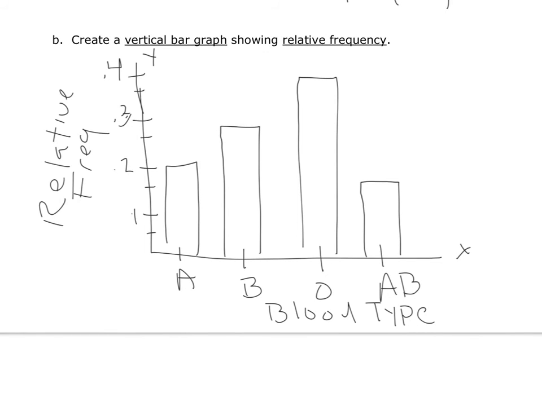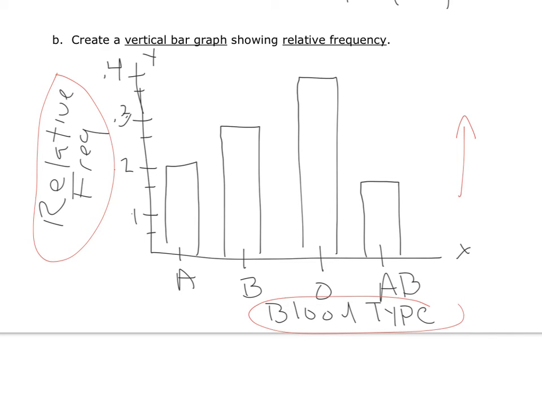This is what your completed graph should look like. Take a moment and check it over. Make sure that you're labeling your axes, blood type and relative frequency, because that's what it's asking for, and that your bars are going up and down because it says vertical.